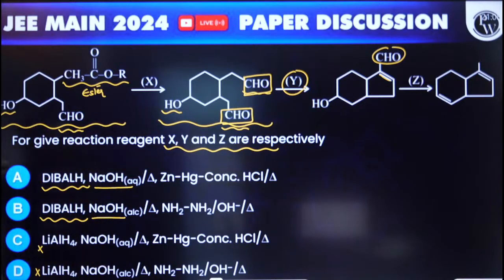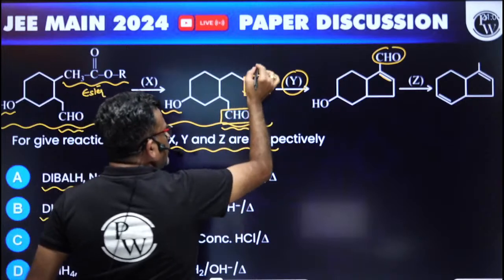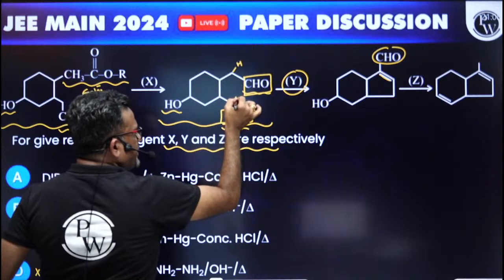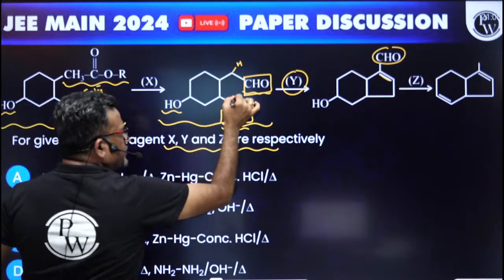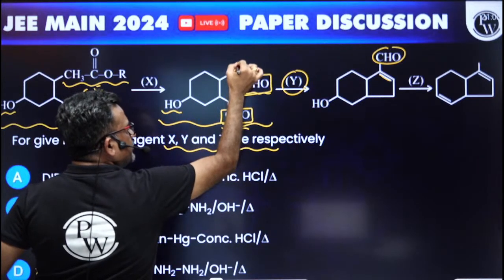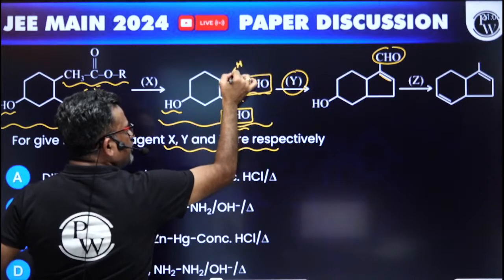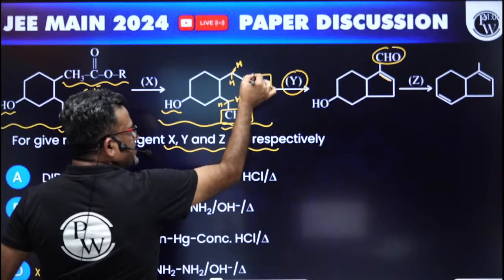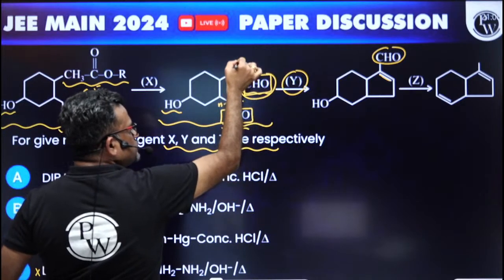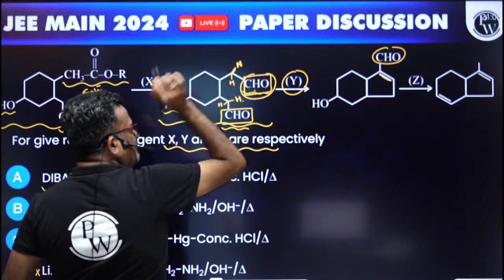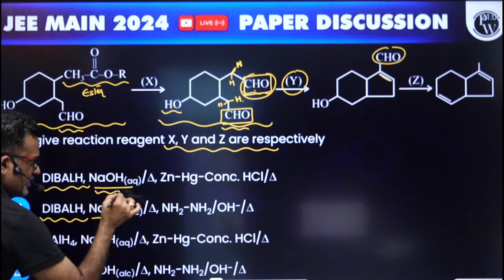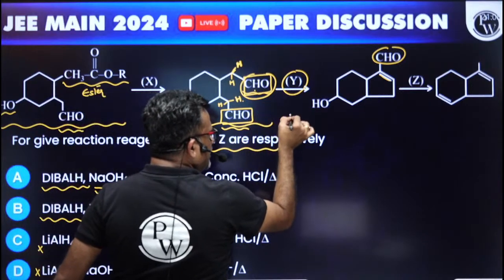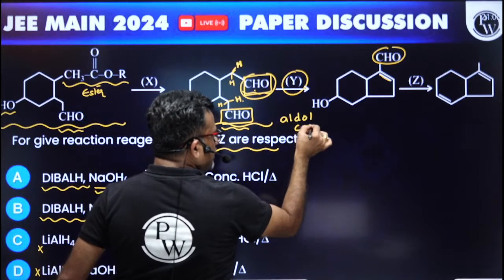So what is happening here? Here we are having an alpha hydrogen, yes or no? Alpha hydrogen, sorry. So now what will happen here? This is an aldehyde containing an alpha hydrogen. Aldehydes containing alpha hydrogen with aqueous NaOH will undergo aldol condensation.